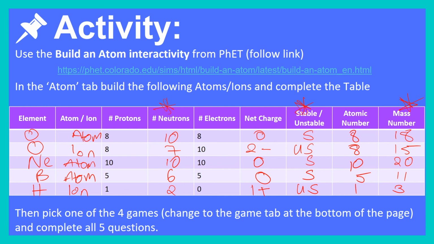What you can do now is that last little activity down the bottom. It says to pick one of the 4 games. There's a tab at the bottom of the screen when you're on that website where it says games or symbol or atom, and then pick which game you're going to do and complete all 5 questions in that game. Just a bit of extra practice there. So go and do that now and have a bit of fun with it.